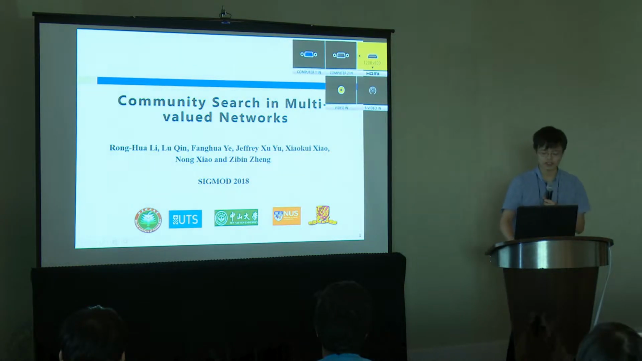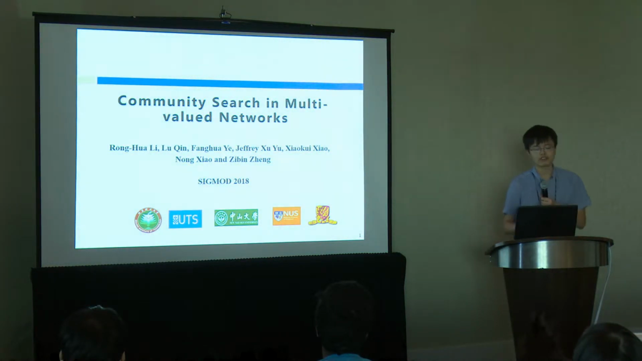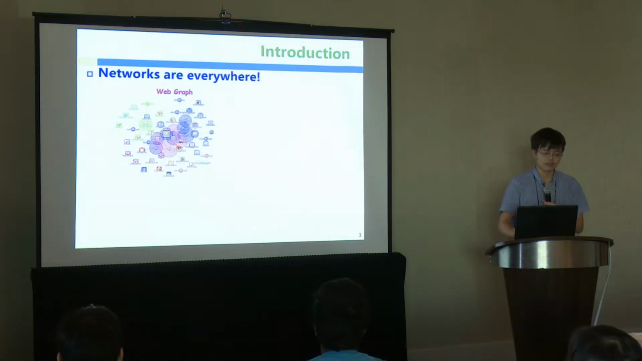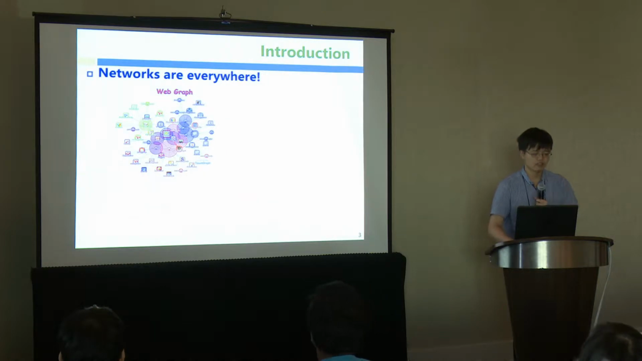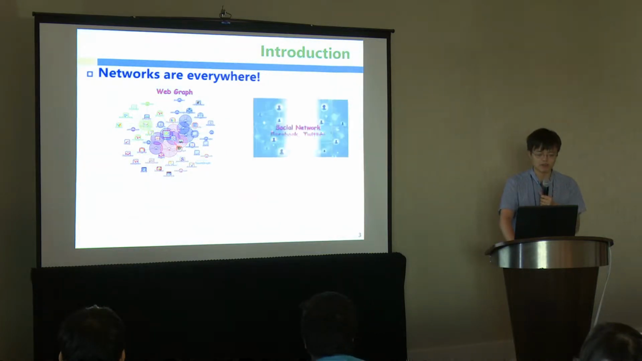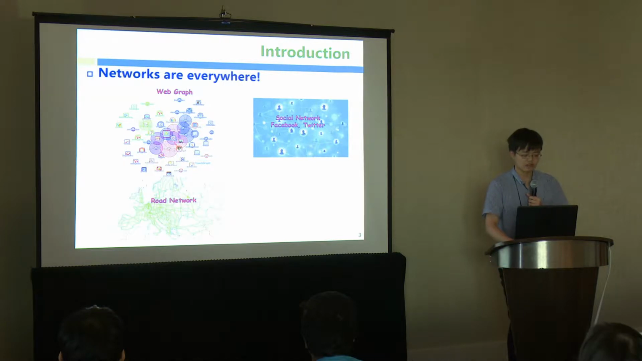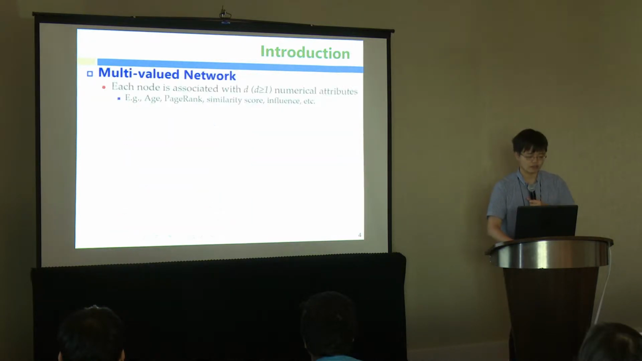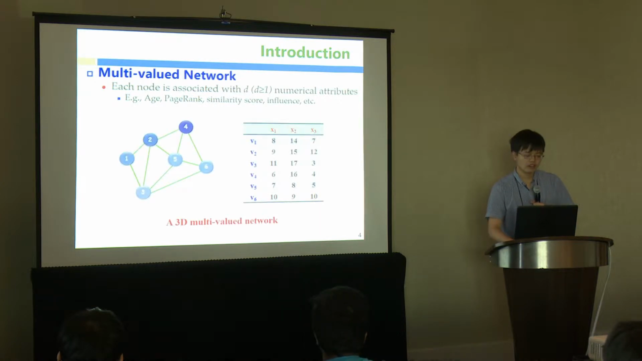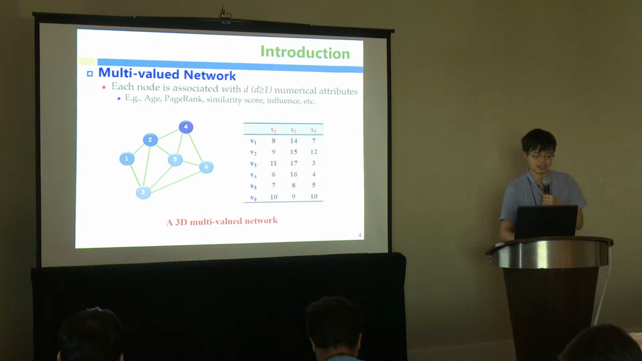Good afternoon. Today I will give a presentation about community search in multi-value networks. At first I will give an introduction to multi-value networks. There are many networks in our real life: the web graph, the social network, the road network, and the Internet of Things network. A multi-value network means that each node is associated with D attributes, such as similarity and influence. Here is an example of a network which has 6 vertices and 3 attributes.